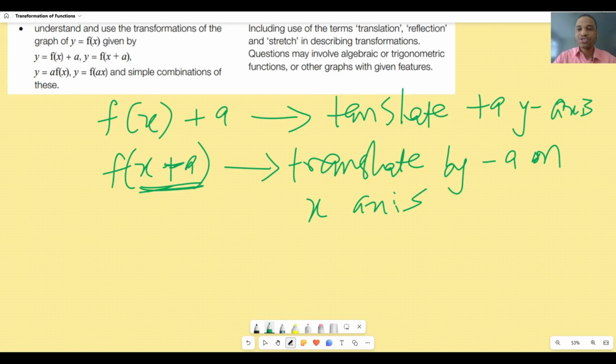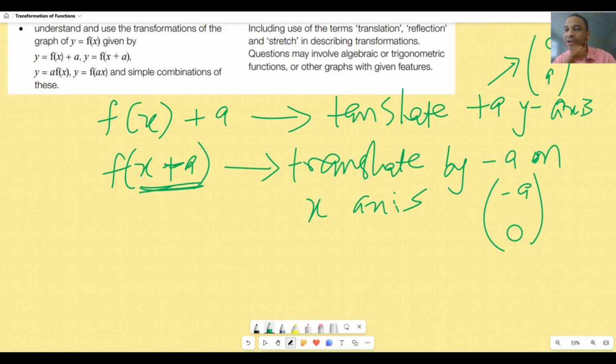So you can also write this in vector form. Remember in vectors, this is minus a, 0. The first one can also be written as 0, a. So you can write it like that. If you write the vector form, you get your marks.